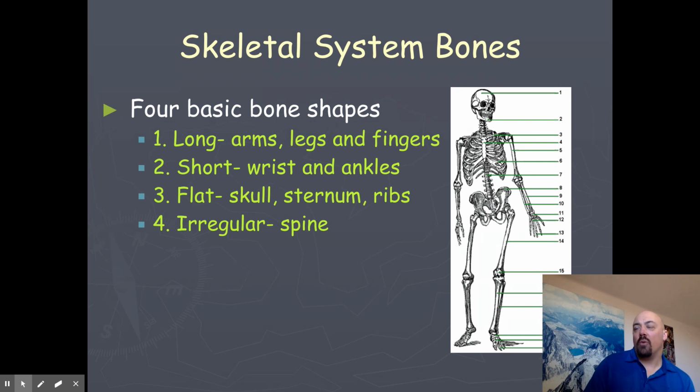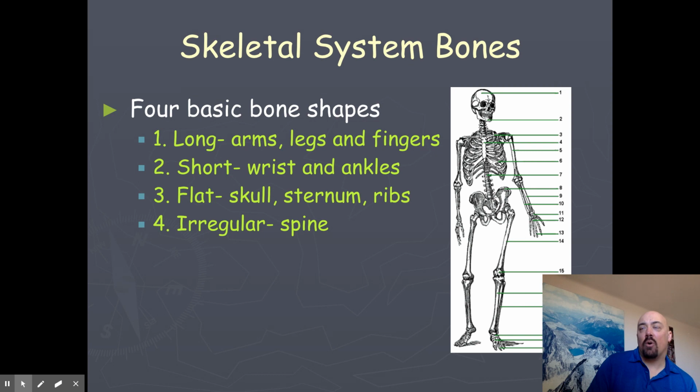We also have short bones, and these are more, think of them like dice or cubed type, or ice cube type of shaped bones. They could be a little roundish, they could be a little squarish, but they don't really have two ends. They kind of just are more of a block shape. We have these in our wrists and our ankles, so our carpals and our tarsals.